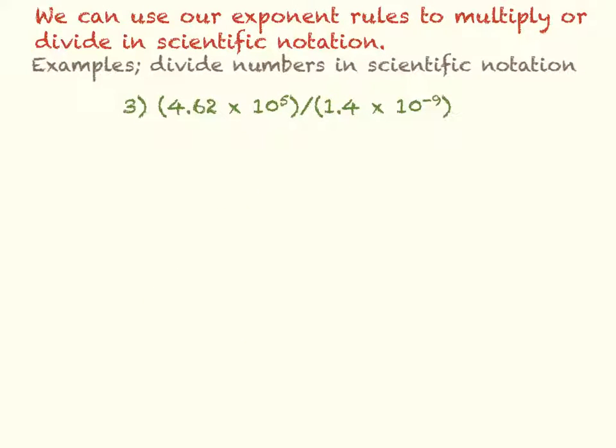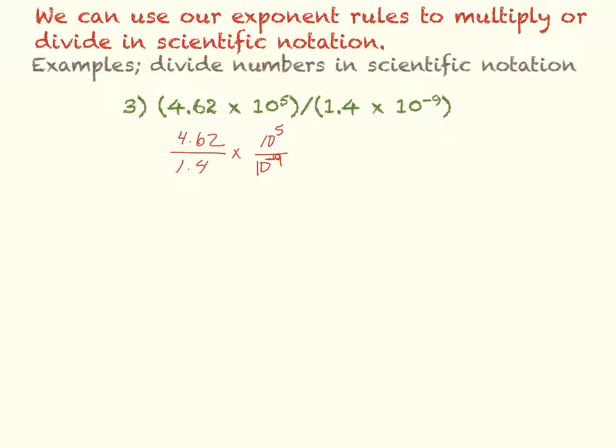Next, we're going to divide two numbers. So we have 4.62 times 10 to the 5th power divided by 1.4 times 10 to the negative 9th power. So if we want to separate it out like we did before, we would write 4.62 over my 1.4, and I'm going to multiply that by my 10 to the 5th over my 10 to the negative 9th.